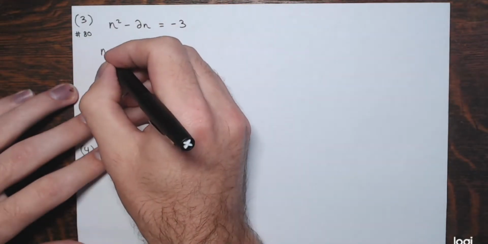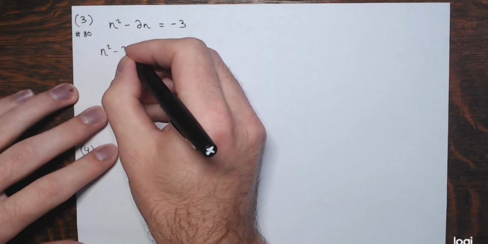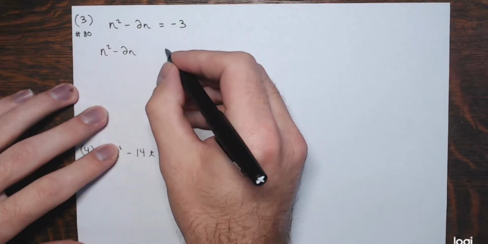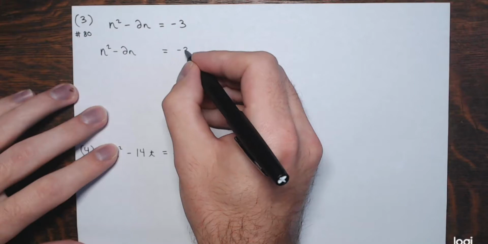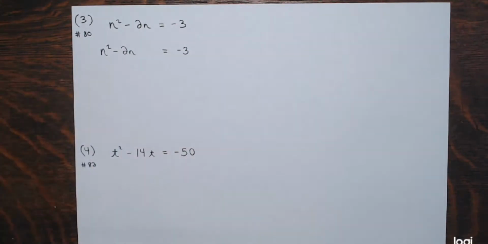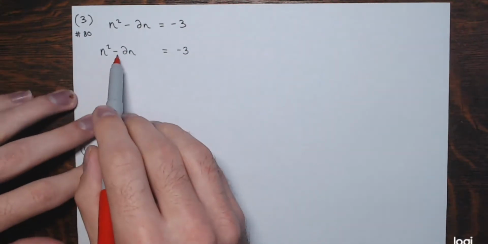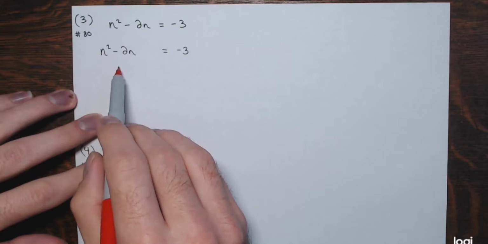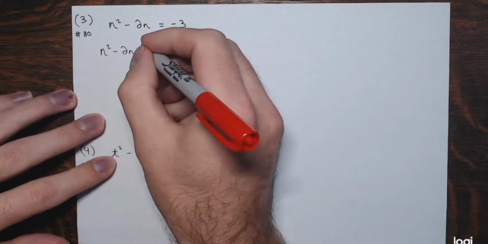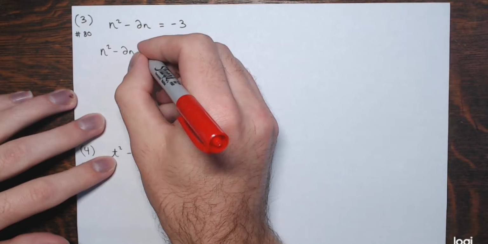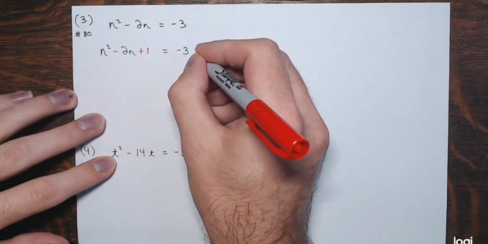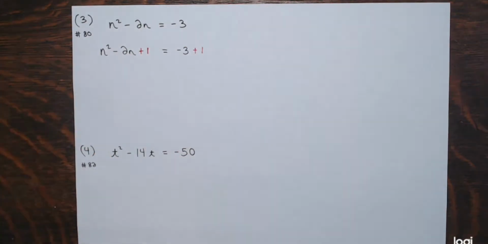So now I'll complete the square. We have n squared minus 2n, I'm going to leave some space, equals negative 3. We take half the linear coefficient, which is negative 1, and then square it, which would be positive 1. And so I'm adding 1, and don't forget to do it to the other side as well. It's an equation.